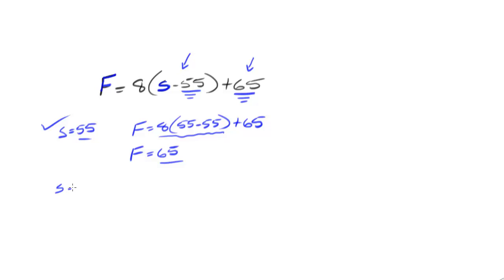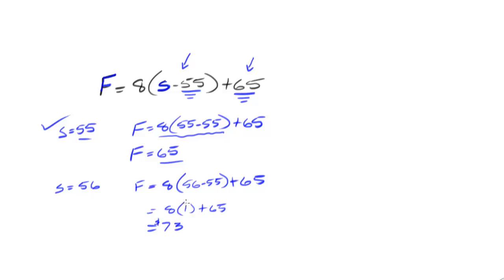Let's plug in something like just 1 mile an hour over that. So if we plug a 56 into this function, we'll figure out what the role of this 8 on the outside is. We get 8 times (56 minus 55) plus the 65. This becomes 8 times 1 plus 65, and this will give us a total of 8 plus 65, that's $73.